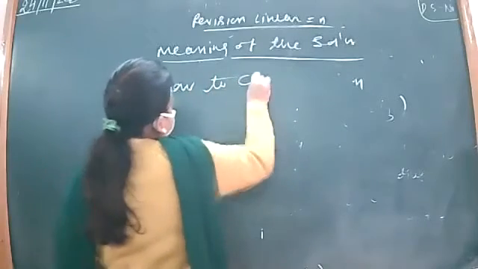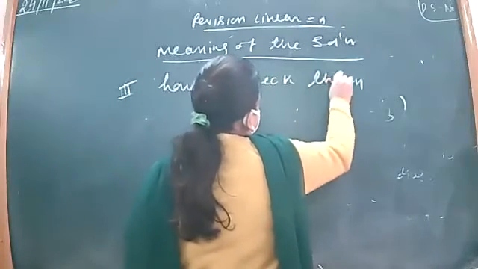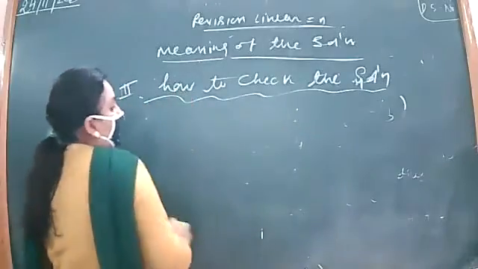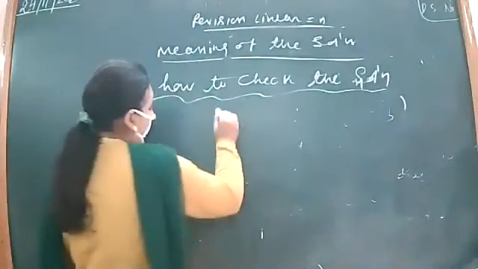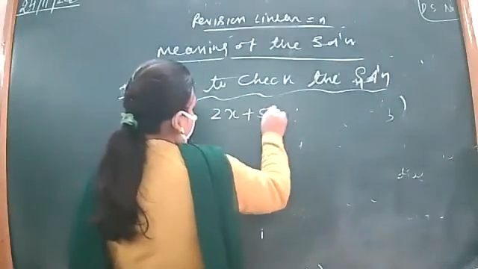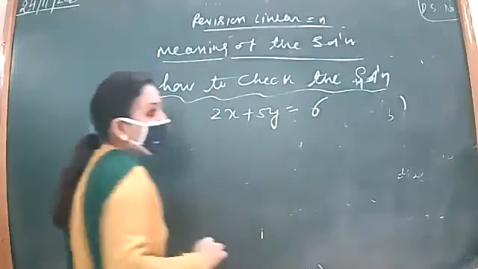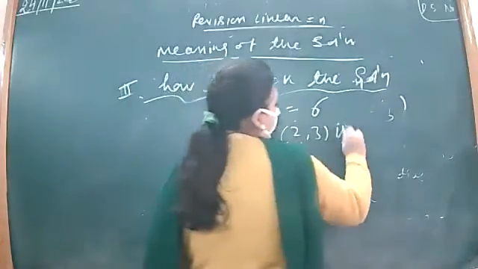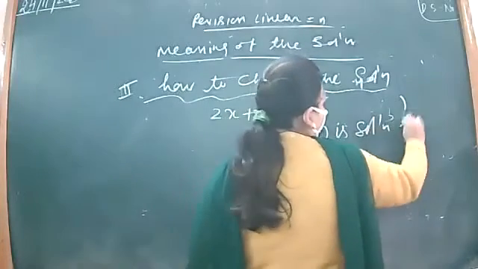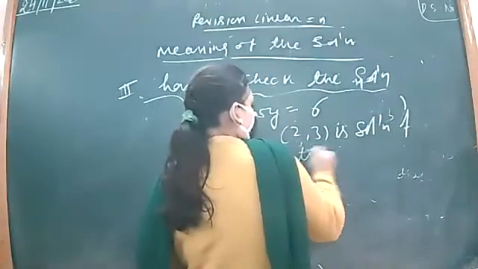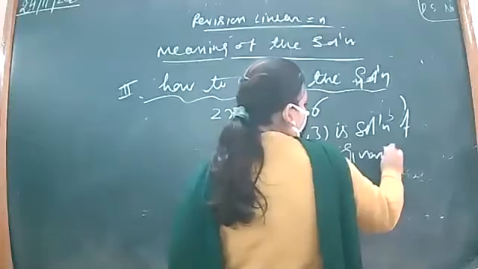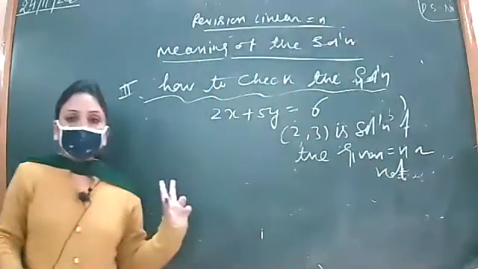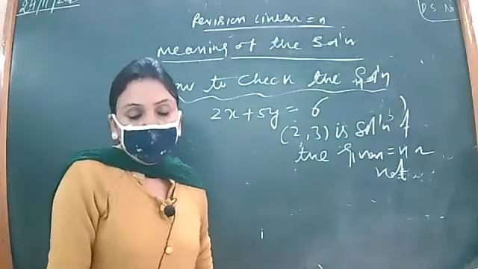how to check the solution. That means if we have an equation, suppose 2x plus 5y equal to 6, and we have to check whether (2, 3) is a solution of the given equation or not. This is the second type of question based on the meaning of the solution.